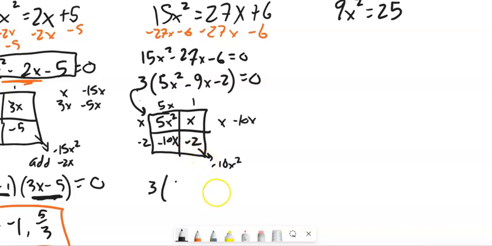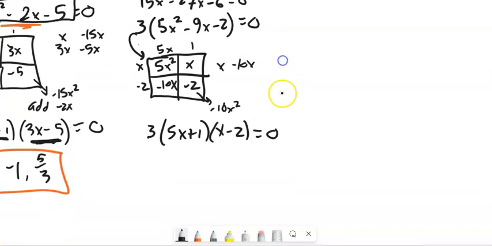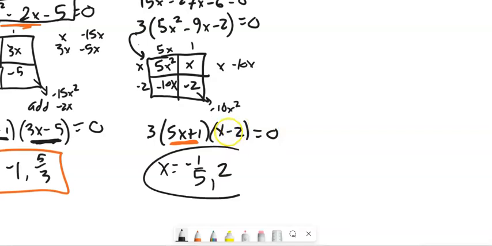So I've got 3 times 5x plus 1 times x minus 2, 3 of those squares equals 0. Since these things are multiplied together, the 3 doesn't do anything to get me closer or further away from 0. The 3 just sits there, there's no x there. 3 is never equal to 0, so I don't have to worry about setting 3 equal to 0 and solving it. But if I set this equal to 0 and solve it, subtract 1, divide by 5, negative 1/5. Set this equal to 0 and solve it, add 2. There's my answers. If I plug those back in, they would give me 0.